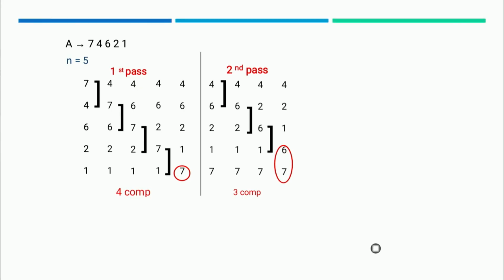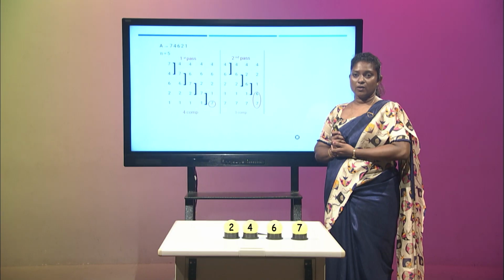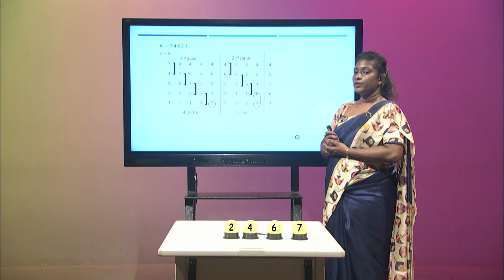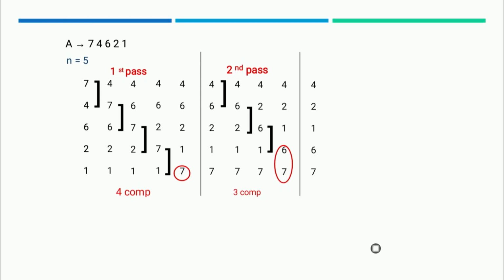Then, we have to move to the third pass. My dear students, what is the state of the result we got from the second pass? 4, 2, 1, 6 and 7.